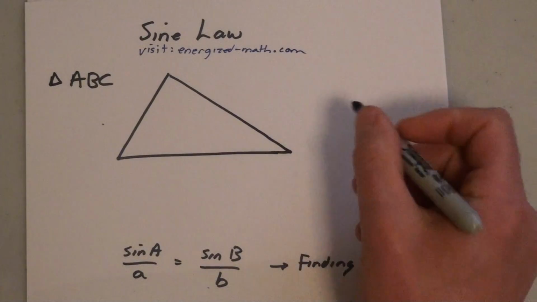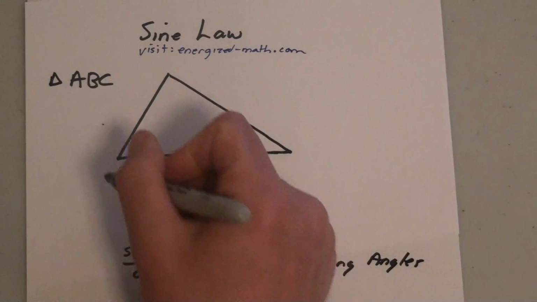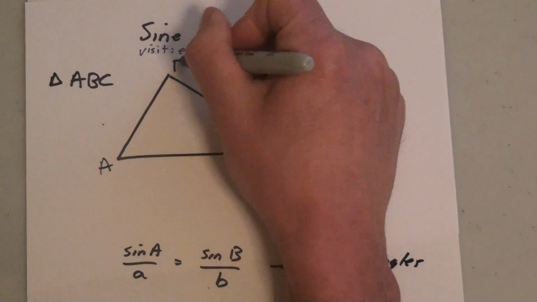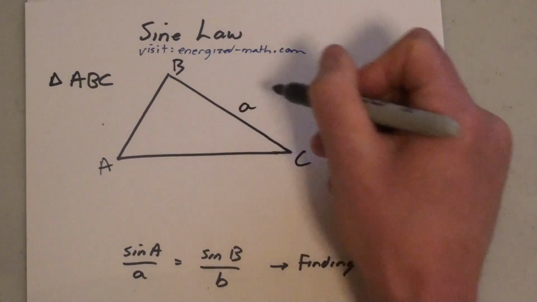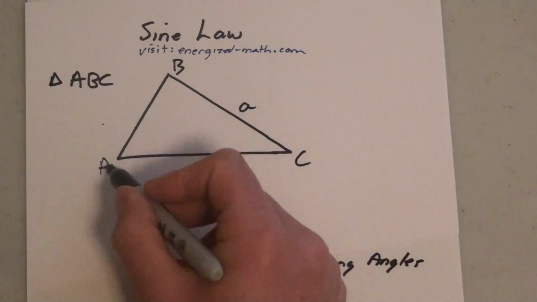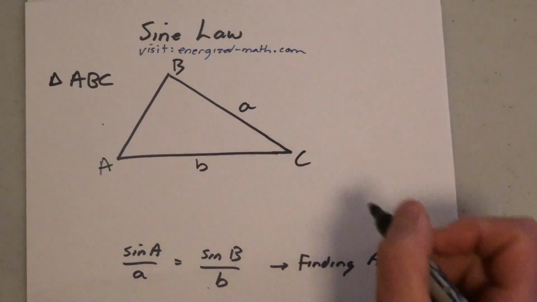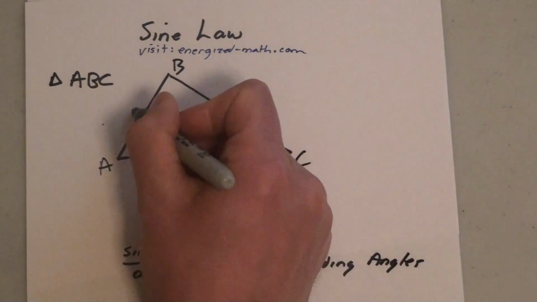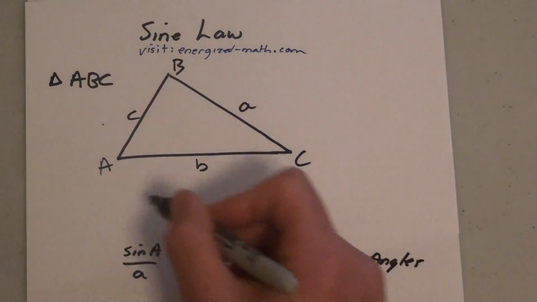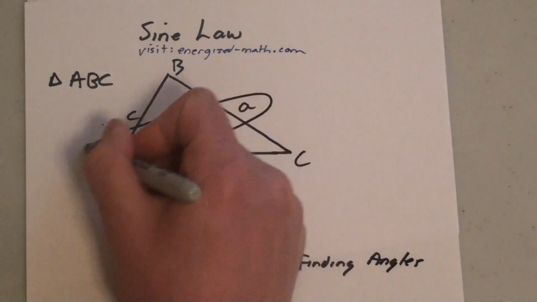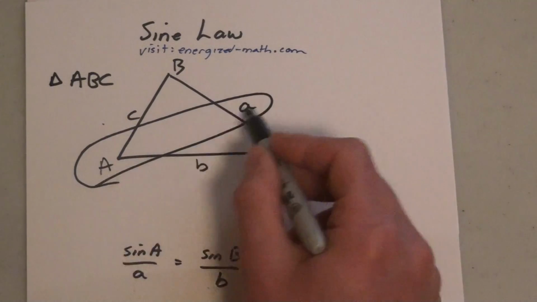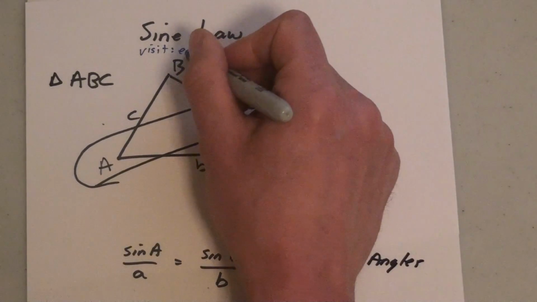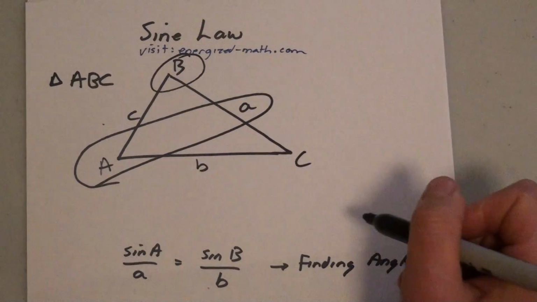If you're looking at triangle ABC, I'm going to have capital letters on the angles A, B, and C, and opposite them are going to be the lowercase letters. So length a is opposite angle A, length b is opposite angle B, and length c is opposite angle C. If I have an opposite pair, an angle and a length, and another piece of information, then I can use the sine law.